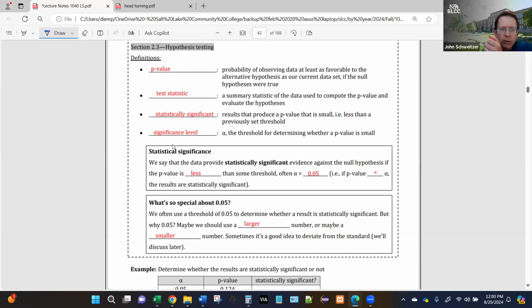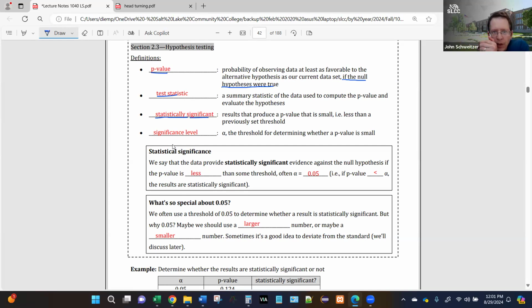So as I was saying, the p-value is the probability of observing sample data at least as favorable to the alternative hypothesis as our current data set if the null hypothesis were true. So when you're doing a hypothesis test, you're always assuming that the null is true. You're saying, if the established wisdom is true, then how likely is it that we would get the sample that we got? The test statistic is a summary statistic of the data that's used to compute the p-value and to evaluate the hypotheses. If the p-value is small, like what we got earlier, we say that the results are statistically significant.